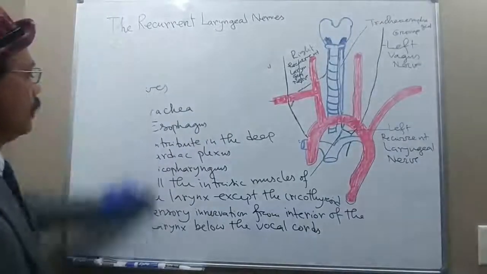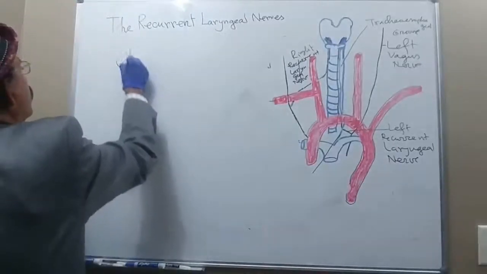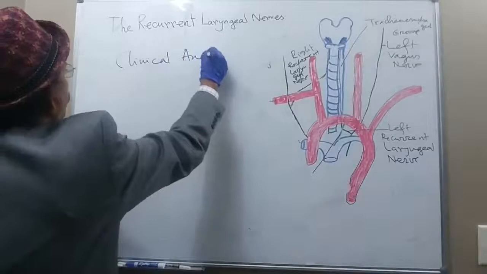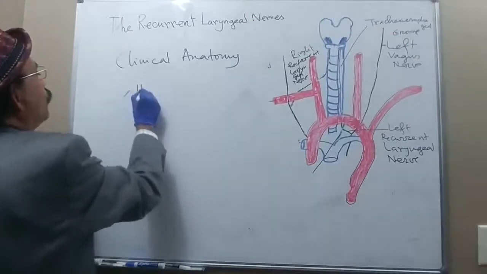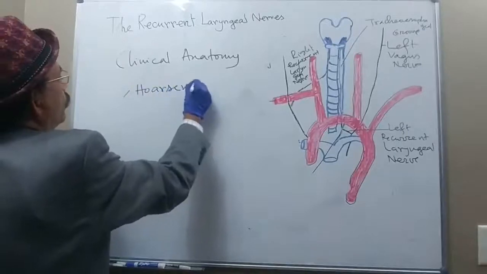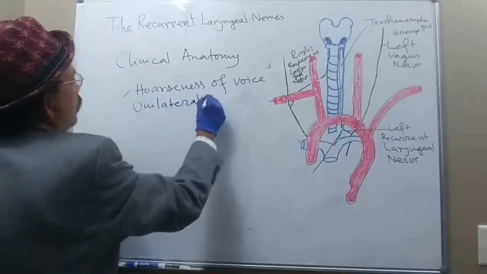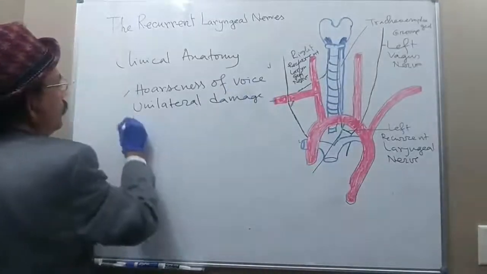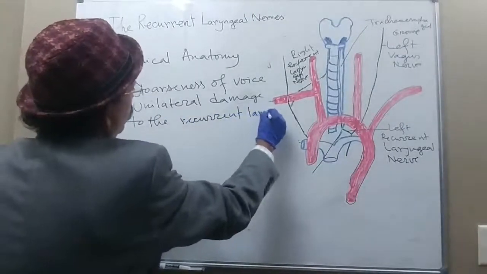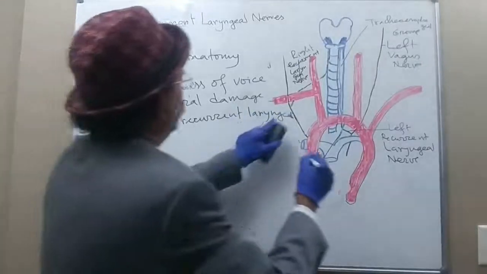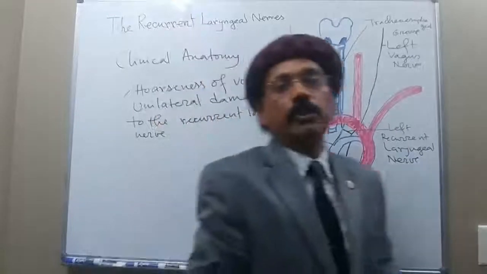Now we'll go to some clinical anatomy. If the recurrent laryngeal nerve is damaged, then there will be hoarseness of voice, due to unilateral damage to the recurrent laryngeal nerve. This may happen due to surgery or trauma.